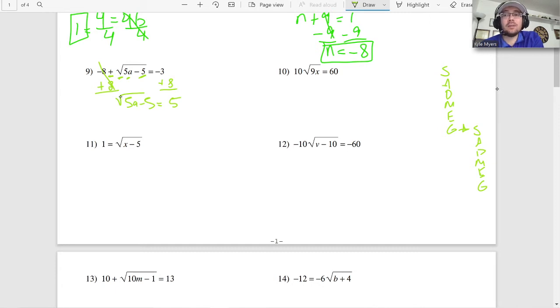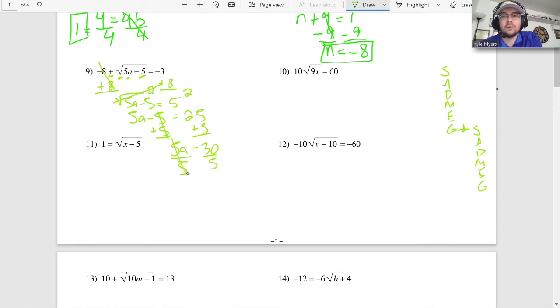But now that we've added 8 on both sides, now I can square both sides because there's nothing else to do until I unlock what's underneath the radical. 5 squared is 25. The general term for square root is radical, so that's where I got that from. So then I add 5 to both sides. Okay, 5a equals 30. Divide both sides by 5.